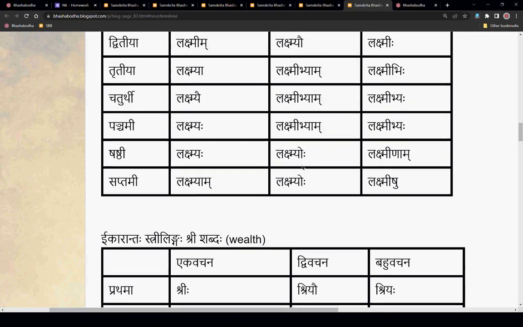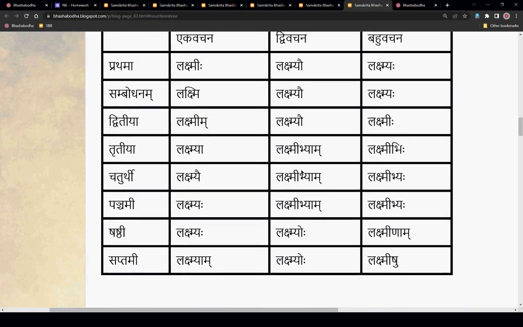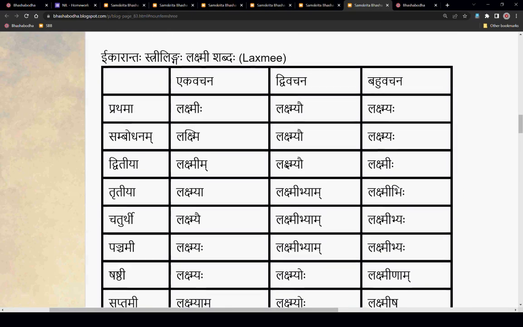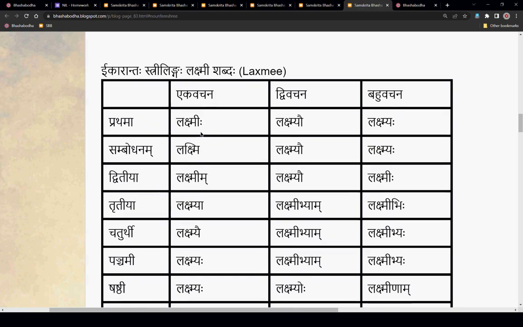Because Lakshmi is very commonly used, at least in the Indian context, if you want to use Lakshmi, there is a Visarga here. The base word is the same, Dirgha E, Lakshmi, but in Prathama Vibhakti Ekavachanam it is Lakshmi. In Nadi it is just Nadi, no Visarga, but Lakshmi has a Visarga. So if you want to use Lakshmi, use Lakshmi, Shri.